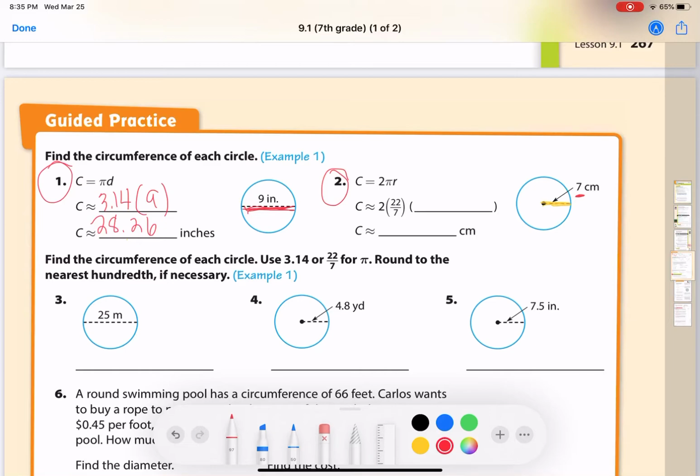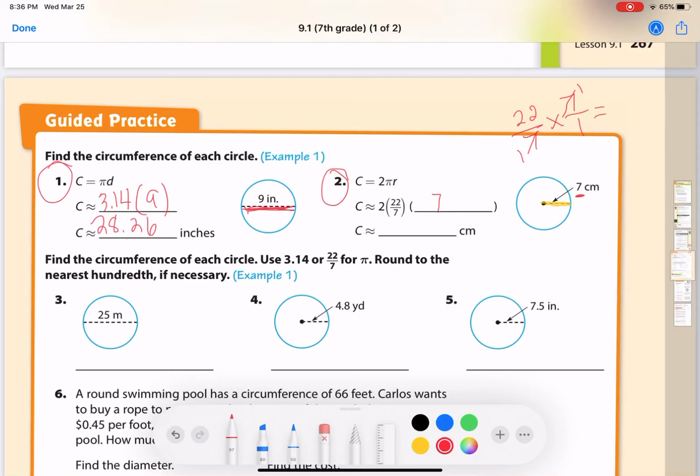So what I'm going to do is we have our 2 times 22/7, which is pi, and times our radius, which is 7. So to make this a little easier, I can take 22/7 and multiply that by 7/1. So I can make 7 a fraction. And I can simplify before multiplying. So I can cross out my 7s and they both become a 1 because 7 goes into 7 one time.